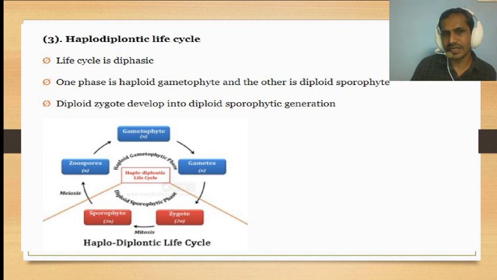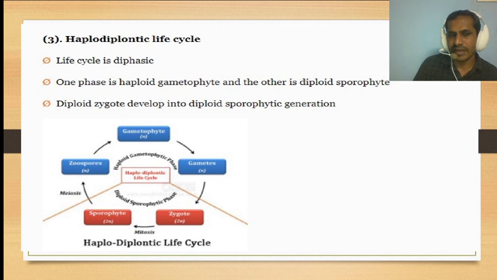The life cycle is diphasic in nature. One phase is gametophytic and the other one is diploid, which is sporophytic. So half of the life cycle forms a haplontic life cycle. The blue color source is the haplontic one. The red color source is the diplontic one. So half of the life cycle is of gametophytic nature, and the other half forms the diploid sporophytic generation.